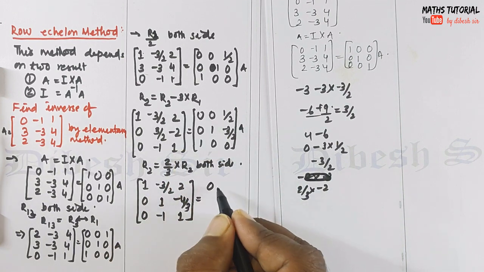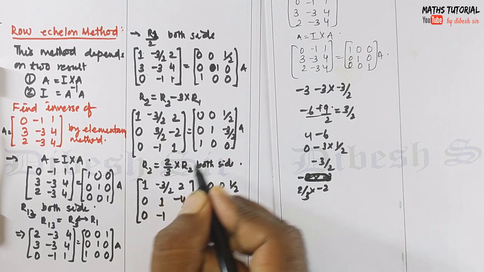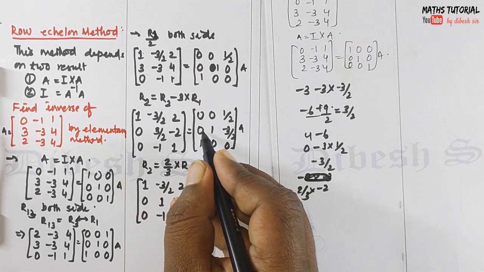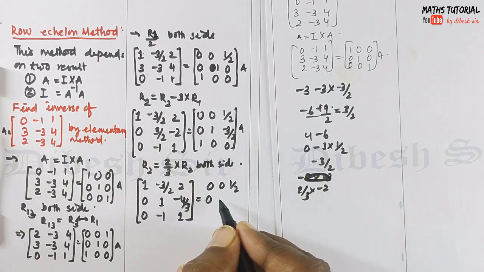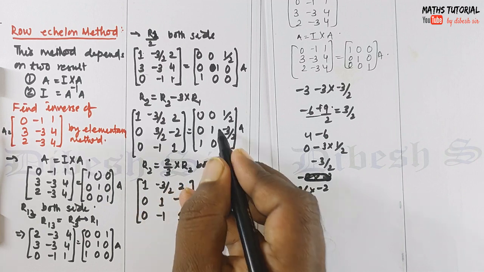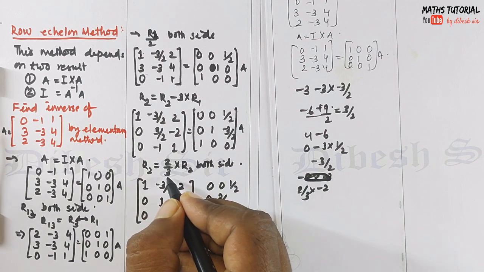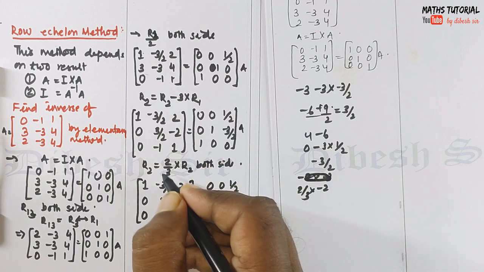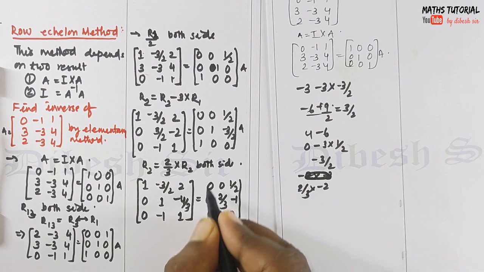R2 means 2 by 3 R2, 2 by 3 R2 means 0, that is 0. 2 by 3 R2, that is 1. 2 by 3 into 1, that is 2 by 3. Next, 2 by 3 into minus 3 by 2, cancel out, minus 1. Other remains as it is.